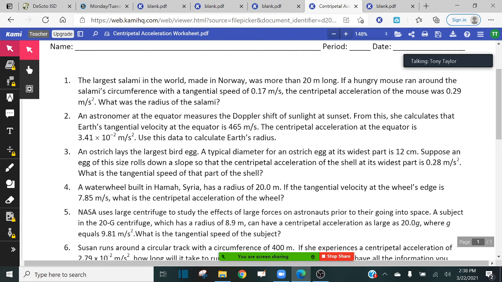Okay, so guys, they give us 2 things. They give us tangential speed, which by the way is just another word for tangential velocity. It's 0.17 meters per second, and they give us the centripetal acceleration, which is 0.29 meters per second squared, and they ask us to solve for the radius of the salami.